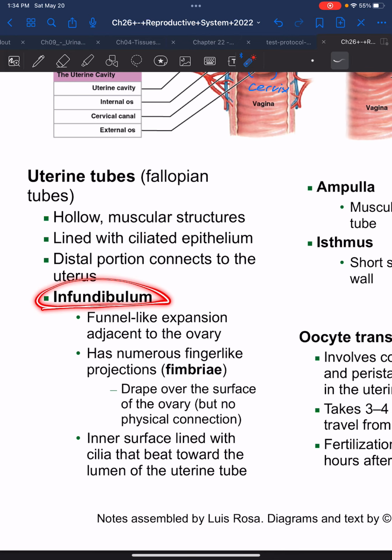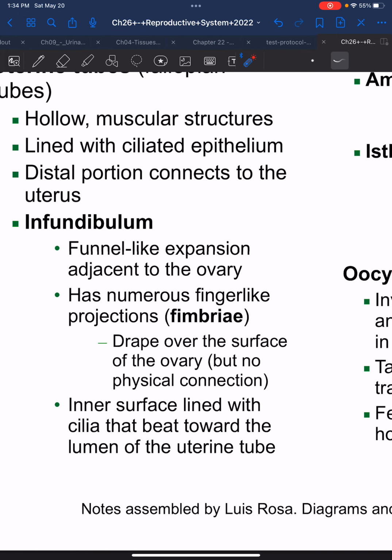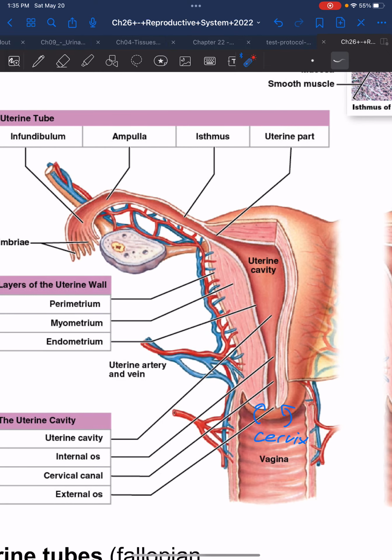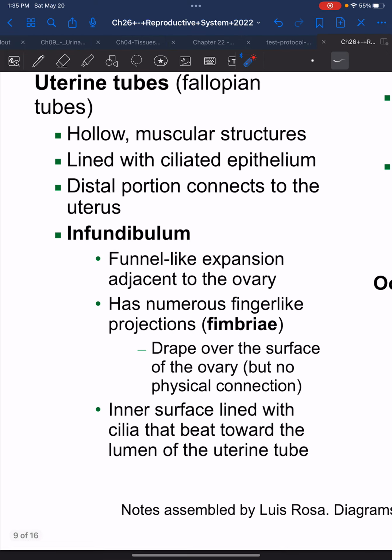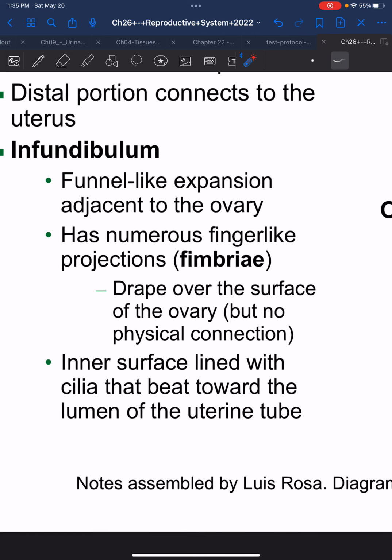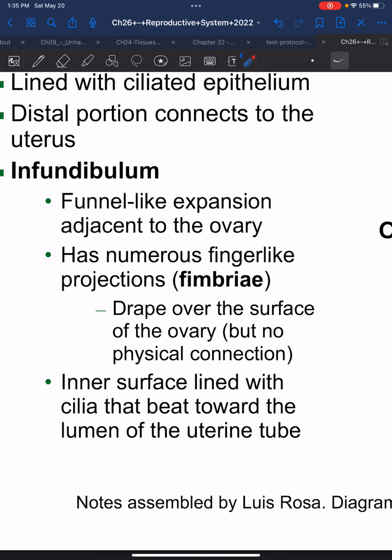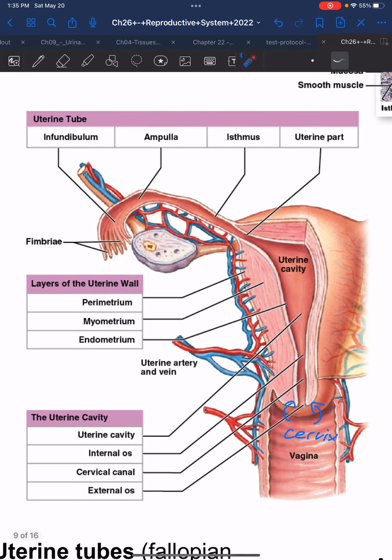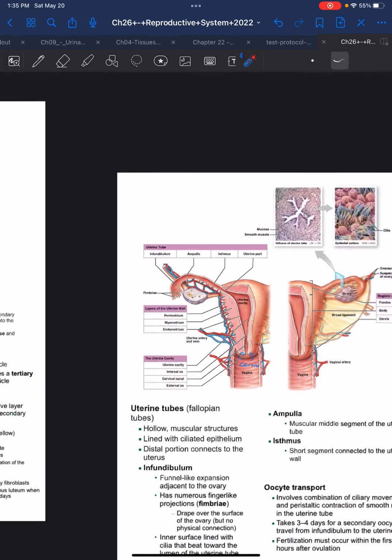Again, infundibulum tends to mean stalk, but what's more relevant about the infundibulum is that it is a funnel that allows that egg to go into that uterine tube, and it has those finger-like projections referred to as fimbriae that drape over the surface of the ovary. And that inner surface is again lined with cilia that beat toward the lumen of the uterine tube.